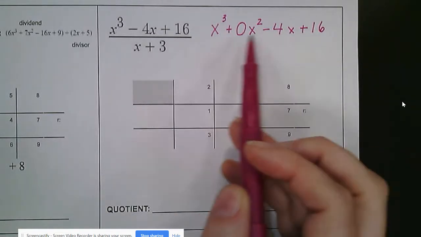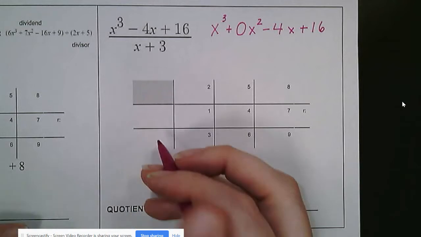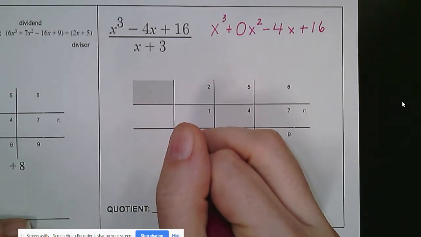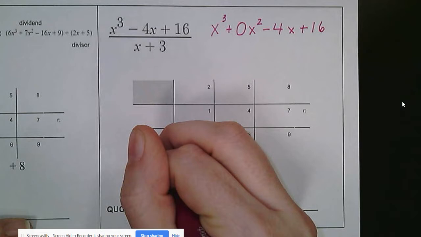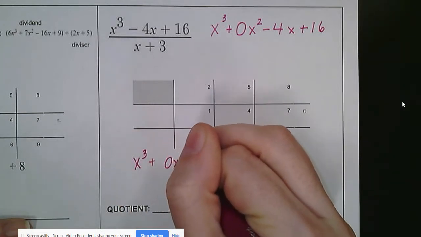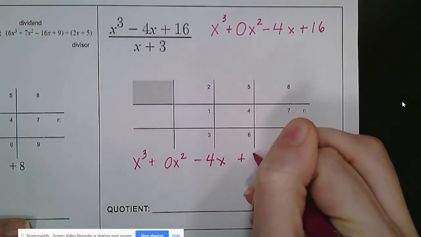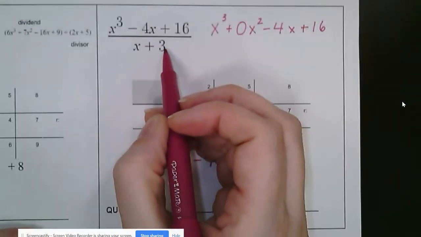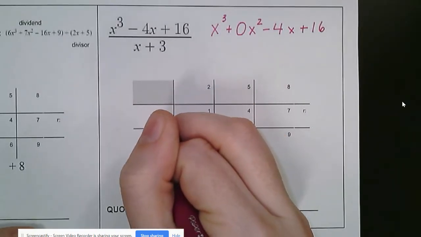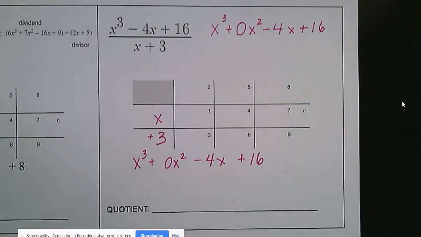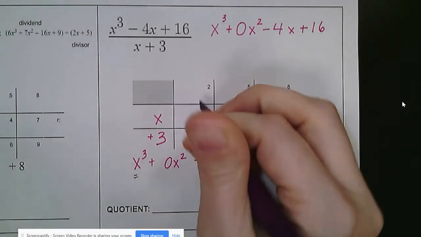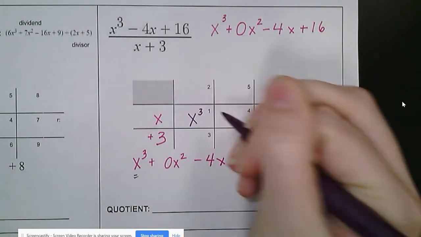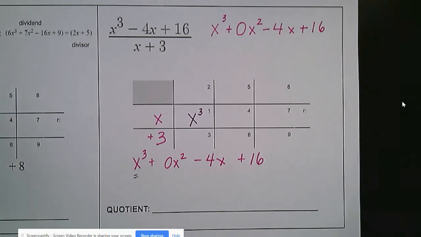So I'm going to take this dividend and write it down here, and line it up. So I've got x cubed plus 0x squared minus 4x plus 16. All right, that's my dividend. I've got my divisor, x plus 3, I'm going to write over here. All right, and our boxes are numbered. So I'm going to start with box number 1. And this first term, x cubed, goes in box number 1.